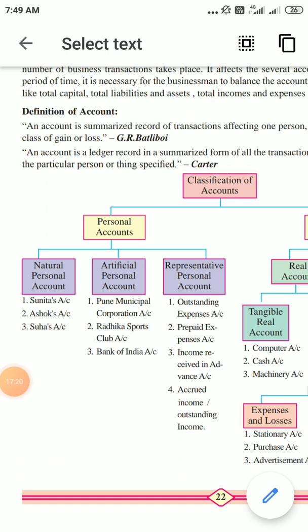नेक्स्ट इज रिप्रेजेंटेटिव पर्सनल अकाउंट. ओके, रिप्रेजेंटेटिव मतलब दे आर रिप्रेजेंटिंग पर्सनल अकाउंट. दैट इज आउटस्टैंडिंग एक्सपेंसेस. अगर किसी पर्सन को हम लोगों को पैसा देना है, दैट इज आउटस्टैंडिंग एक्सपेंसेस. प्रीपेड एक्सपेंसेस, इनकम रिसीव्ड इन एडवांस, इनकम अकर्ड, okay, outstanding income. Okay, so these are all coming under representative personal account. Okay, so I hope you all have understood what is personal account. It is related to a person or an artificial person or a representative personal account.